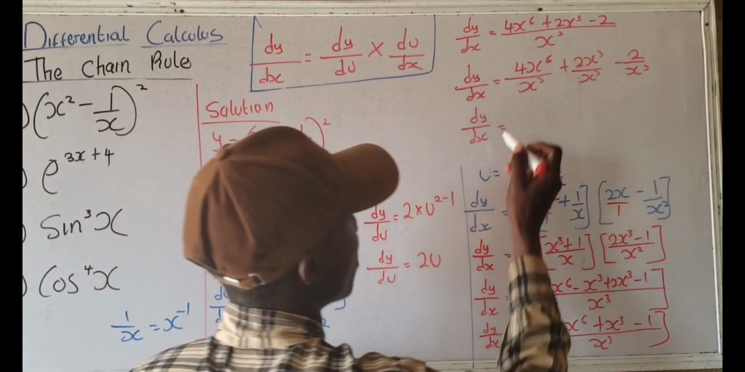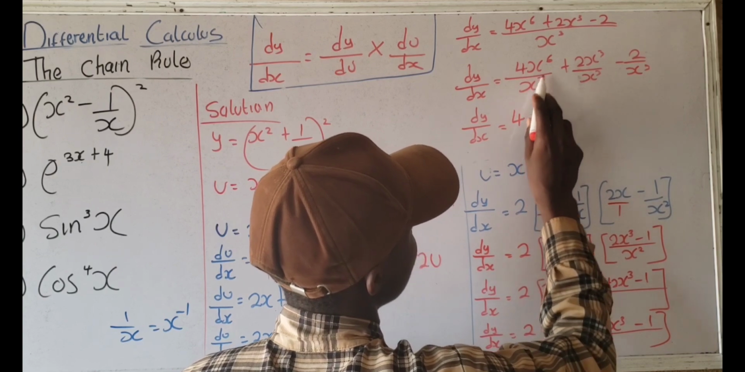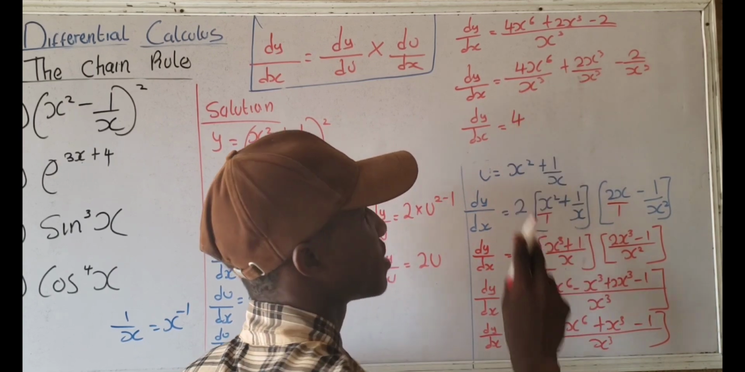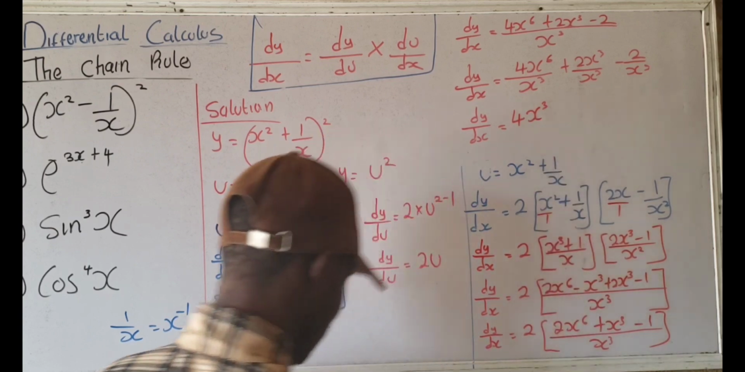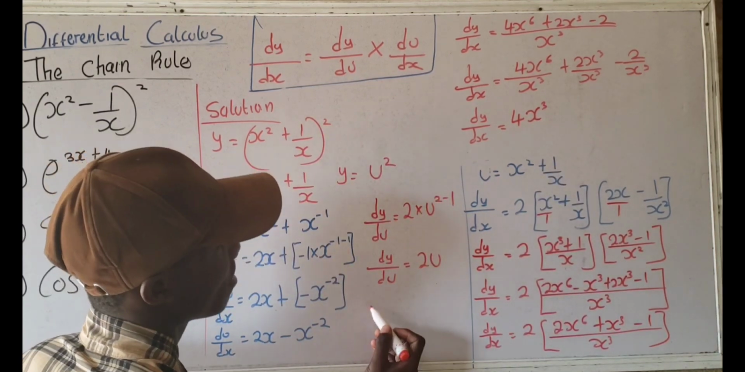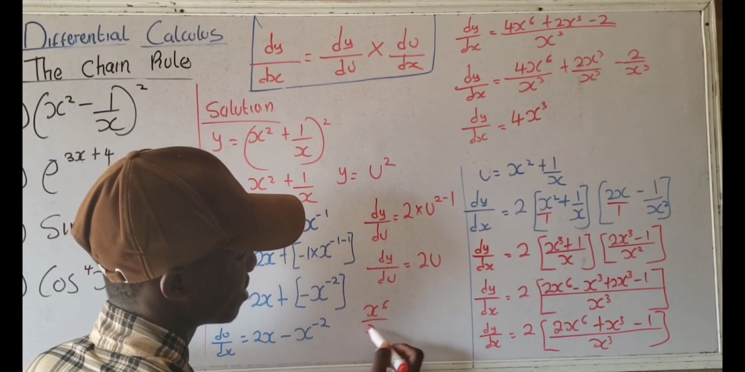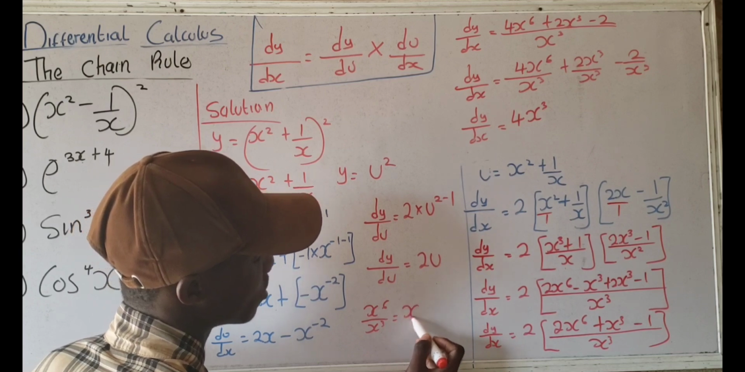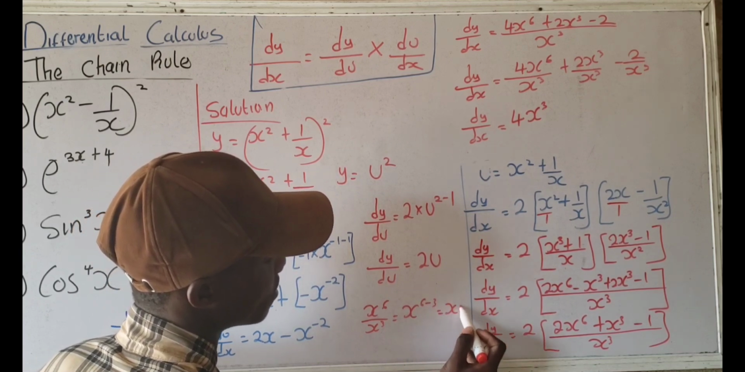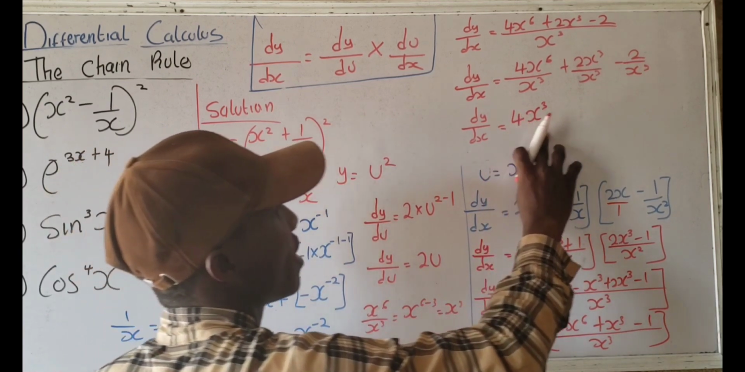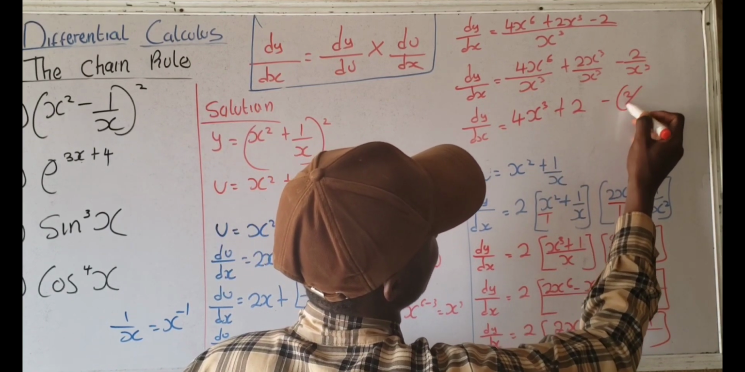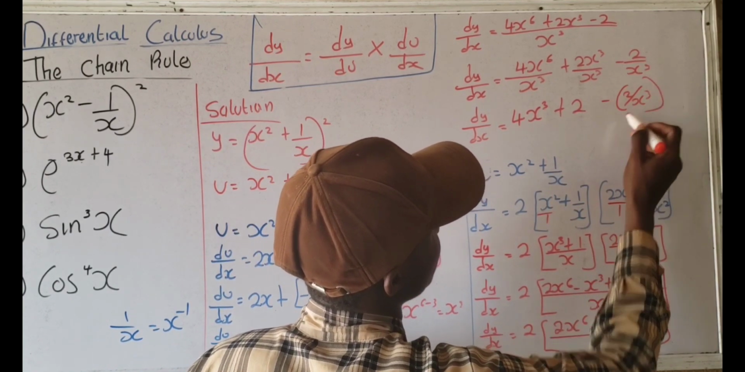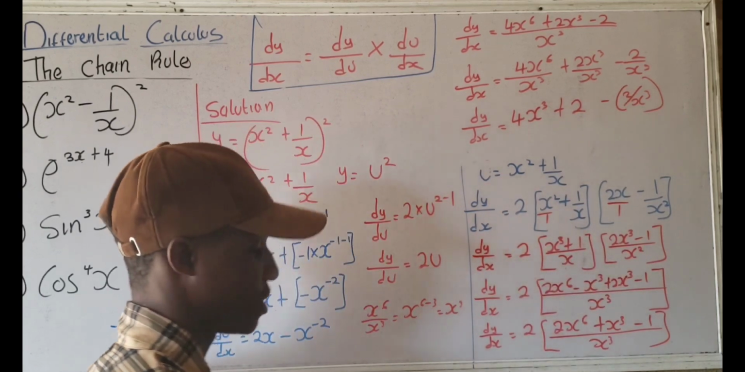So here I'm going to have 4x raised to the power of 6 divided by x raised to the power of 3. That is what? x raised to the power of 3. Because according to the laws of indices, if you have x raised to the power of 6 all over x raised to the power of 3, you're going to have x raised to the power of 6 minus 3, which is what? x raised to the power of 3. Okay? That's why I got 4x raised to the power of 3 plus 2 minus 2 all over x raised to the power of 3. So that is the solution to that question.